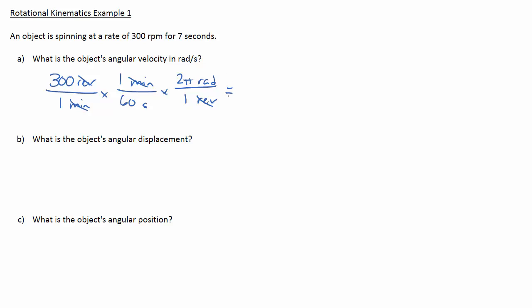So 300 times 2 pi divided by 60, I get 31.416 radians per second. I'm not going to leave this in terms of pi. Most times I will not leave this in terms of pi. I will give a decimal approximation for my answer.